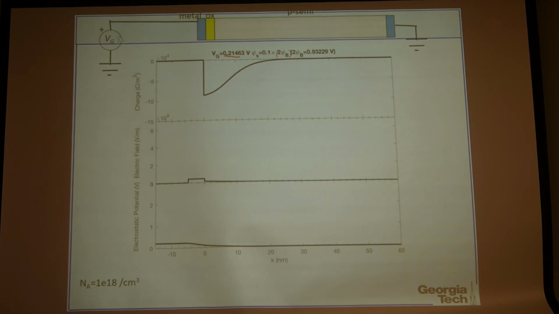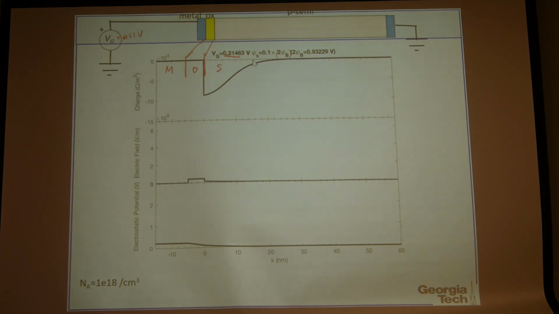So if you apply the gate voltage like this, 0.21 volts positive, then you will see the charge build up here. So let me ask, what are the charges here? This corresponds to this structure. So this is metal, this is oxide, this is the silicon side. So here we have the negative charge.